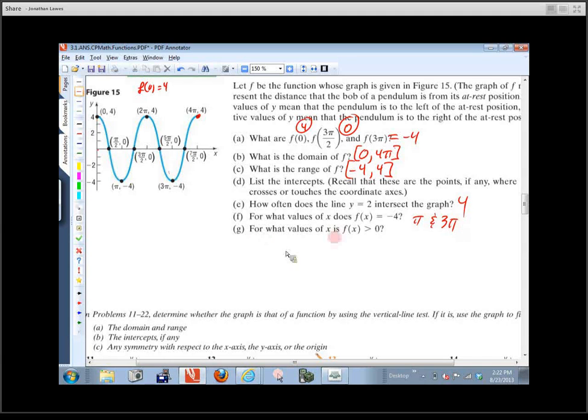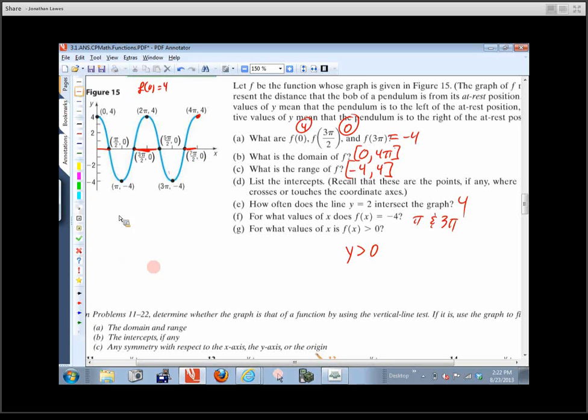And the last one, for what values of x is f of x greater than 0? Now that's a tough question. What does it mean to say f of x, which is the same as y, where are the y's greater than 0? What is it? All the ones that are above 0. Okay, all the places where the graph is, this means positive, where the y's are positive. Are the y's positive here? Yes. Here? No. So we're talking about from here to here. And then again, where is it positive? Right here, here, and there.